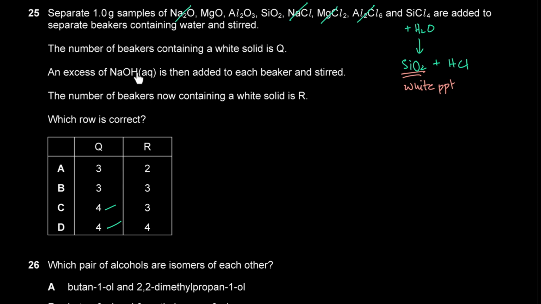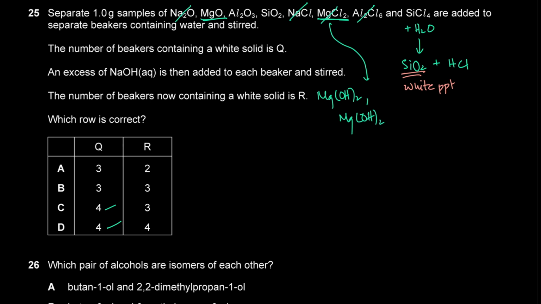Then we add an excess of aqueous sodium hydroxide to each beaker and stir. The number of beakers now containing a white solid is R. So how many beakers contain a white solid after aqueous sodium hydroxide is added? Now the magnesium hydroxide remains. The magnesium chloride had dissolved in water, but because we're adding hydroxide, we're going to see the formation of a precipitate of magnesium hydroxide.